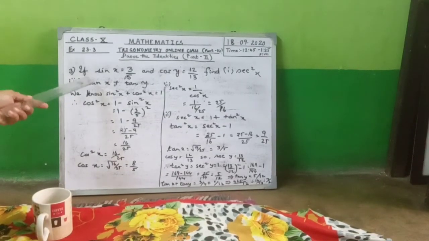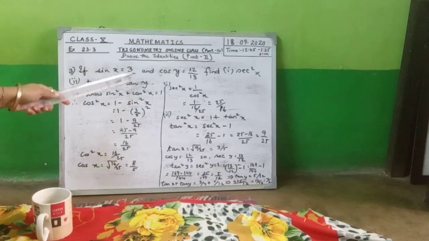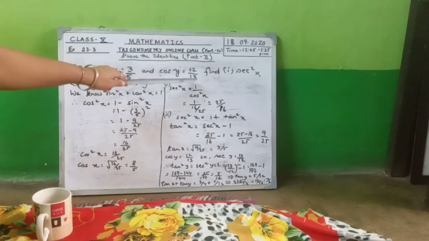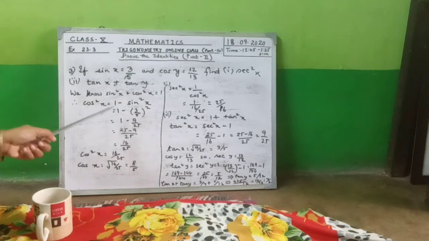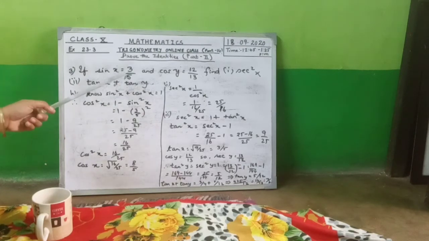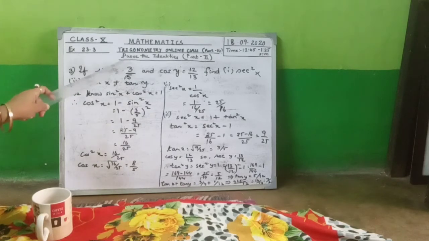Next sum. If sin x is equal to 3 by 5 and cos y is equal to 12 by 13, find number 1, sec square x, and number 2, tan x plus tan y. So this sum has two parts. We know sin square theta plus cos square theta is equal to 1, or sin square x plus cos square x is equal to 1. So what is cos square x? Cos square x is equal to 1 minus sin square x. So we know what sin x is. Sin x is equal to 3 by 5.